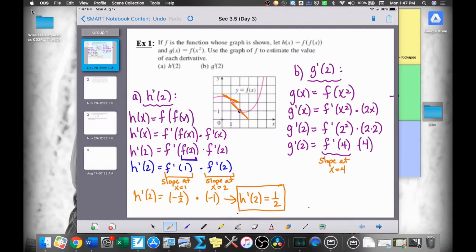So again, f prime of 4, this is going to be the slope from my graph at x equals 4. So when I find x equals 4, it's right here, and I look at the slope, it looks to me like I'm going up 2, right 1. So this would be a slope of 2, times that 4, so I get g prime of 2 is equal to 8.